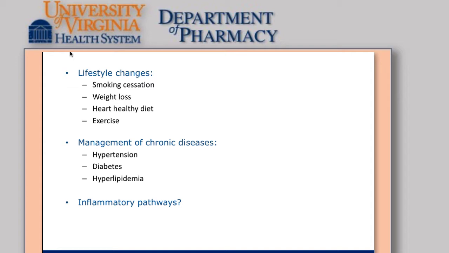So the first thing we want to think of when we're looking at patients with these risk factors is prevention and treatment targets. So the best thing we can do for our patients is lifestyle changes, so really encouraging smoking cessation, weight loss, a heart-healthy diet, and exercise. The next important thing is management of our patients' chronic disease states, such as hypertension, diabetes, and particularly hyperlipidemia. And there may also be a role for inflammatory pathways.